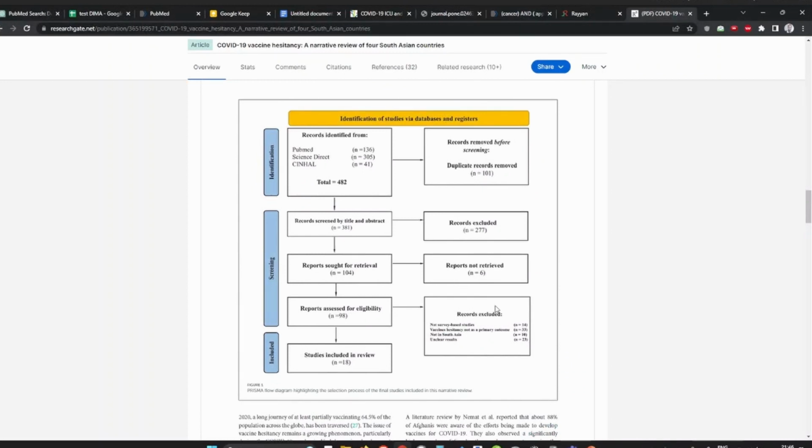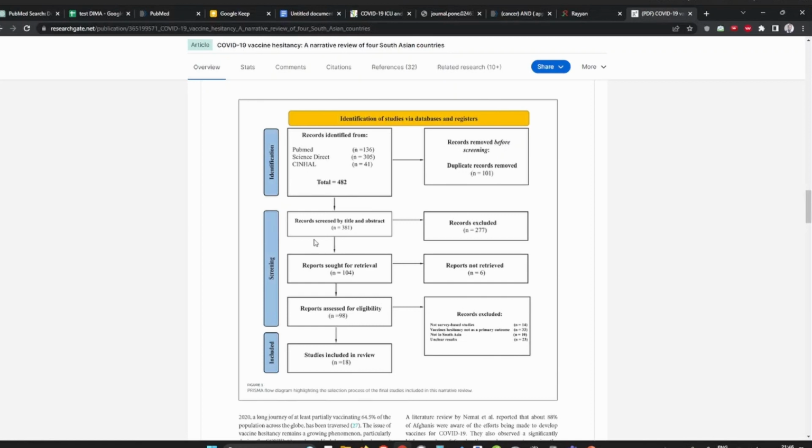We took papers from PubMed, 136, from ScienceDirect, this much, from other databases, whatever. We put those in Rayyan. What Rayyan does is check if there are any duplicate papers. There were 101 duplicate papers, as you can see. We put those into the screening phase. This one is the screening phase.